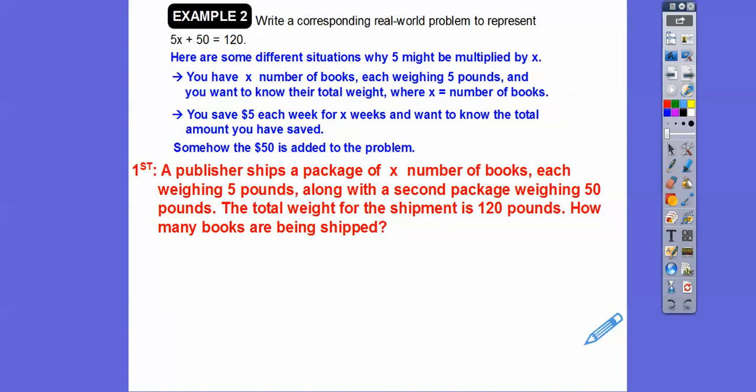Okay, so right here, you guys, 5 pounds for each book will represent this 5x, and the second package is that plus 50 right there, and the total weight, so equals 120.